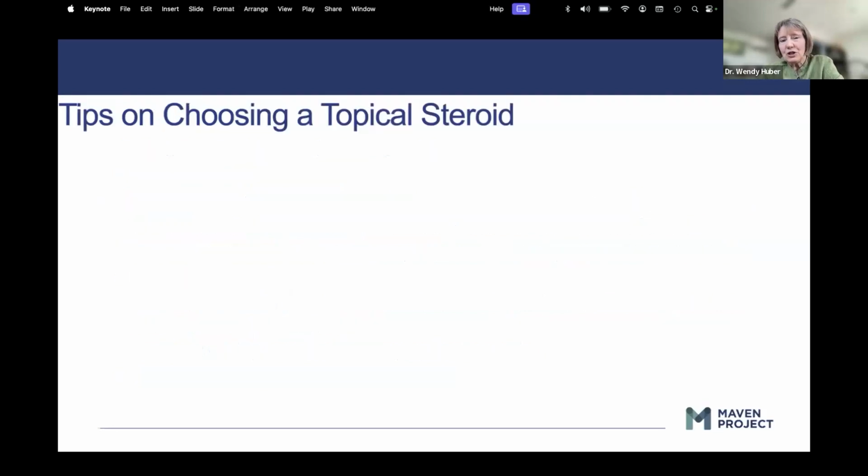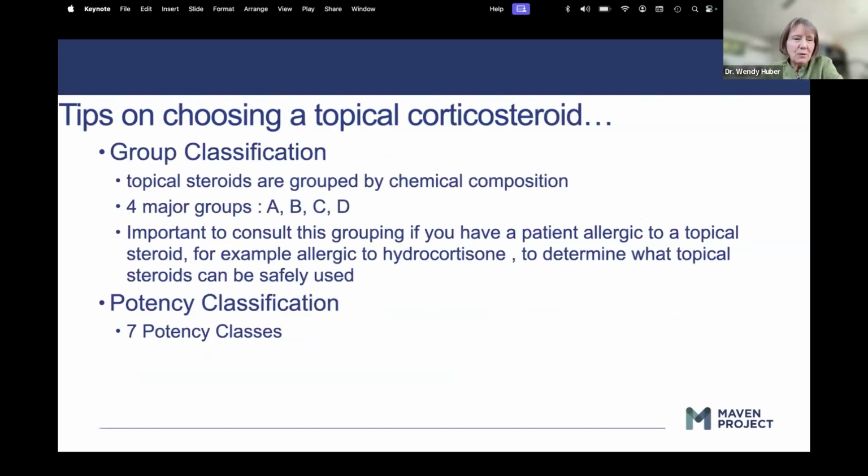Okay, hopefully there aren't any questions at this point, and we'll go on to choosing topical corticosteroids. So most of you are probably aware that corticosteroids have potency classifications. Currently, there's 7 potency classifications. Back when I first trained, there was only 4, but they started splitting them into some additional groupings.